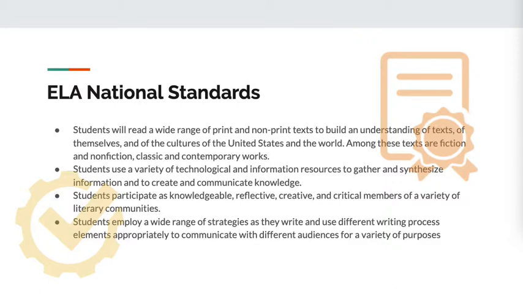The ELA national standards that will be covered in this unit are that students will read a wide range of print and non-print texts to build an understanding of texts, of themselves, and of the cultures of the United States and the world. Among these texts are fiction and nonfiction, classic and contemporary works. Students will use a variety of technological and information resources to gather and synthesize information and to create and communicate knowledge. Students will participate as knowledgeable, reflective, creative, and critical members of a variety of literary communities, and students will employ a wide range of strategies as they write and use different writing process elements appropriately to communicate with different audiences for a variety of purposes.